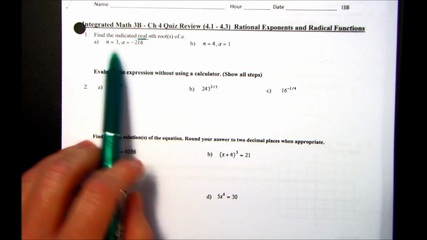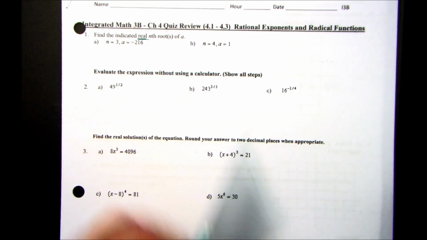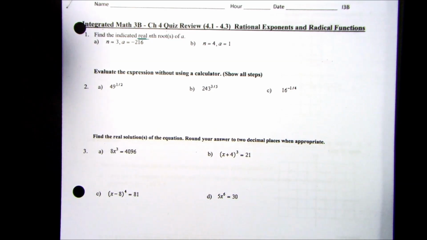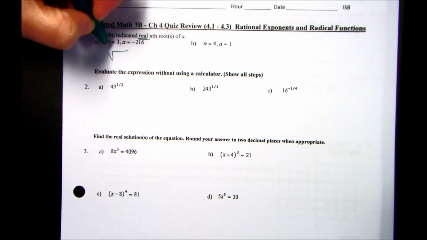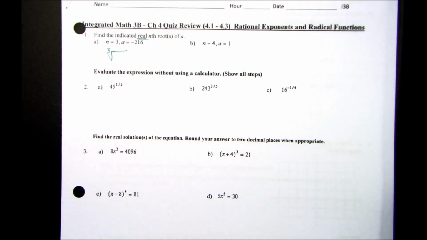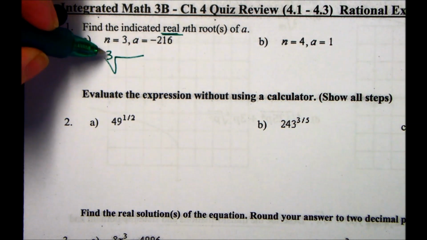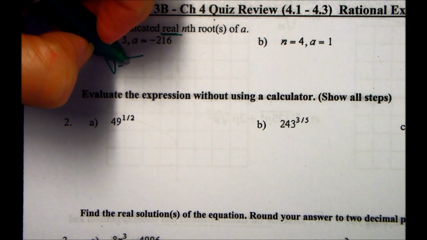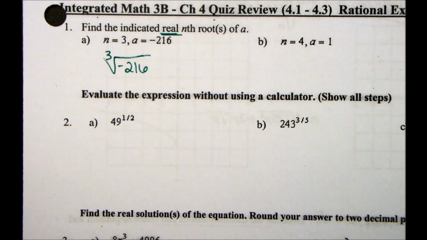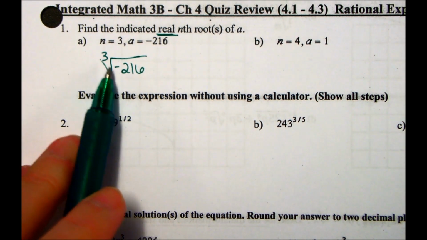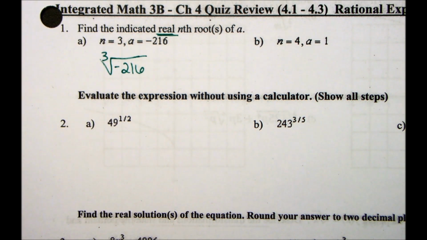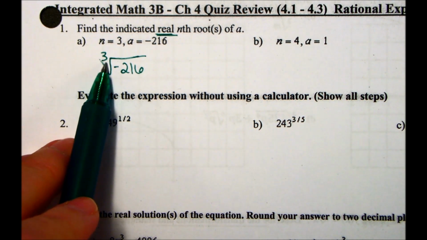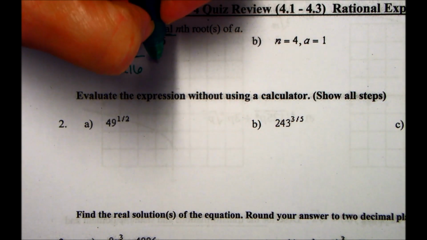So n is the root, and a is what you're taking the root of, which will be in the radicand. So when I rewrite this, I'm going to write the 3 here. That's my root. Let me zoom in so we can see this better. So 3 will be my root. My radicand is negative 216. So keep in mind you can take a negative number to an odd root. You just cannot take a negative number to an even root. And an odd root has only one root.